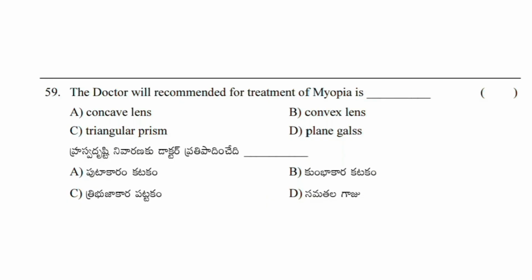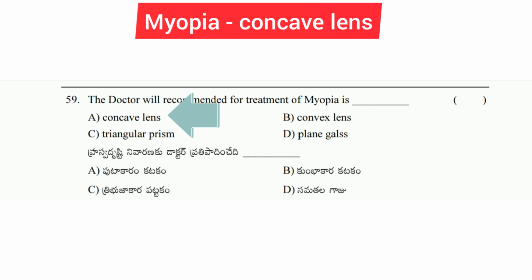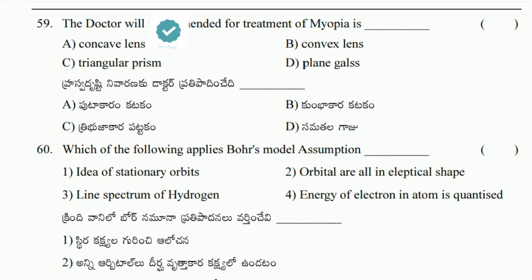Okay. Let's come to another question, that is, the doctor will recommend for treatment of myopia is. So it is also a direct question. The answer is concave lens. Myopia can be corrected using concave lens. Upon watching this bit, you have to collect the information of hypermetropia also. So myopia can be corrected with concave lens and hypermetropia can be corrected with convex lens. So option A is correct.